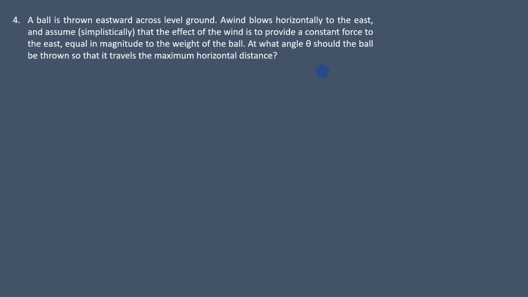We can solve this problem in a way similar to the third problem, with the equation and the illustration. We can illustrate the ball that is thrown eastward like this, with an angle theta and v0 as the initial velocity, and we can separate the vector v0 into a vertical component v0y and a horizontal component v0x. So there are two directions. Okay, this is the illustration of the problem. And a wind blows horizontally to the east, so the wind accelerates the ball to the east.